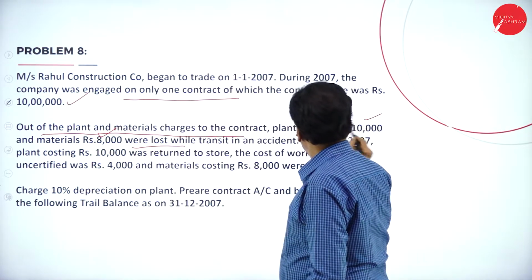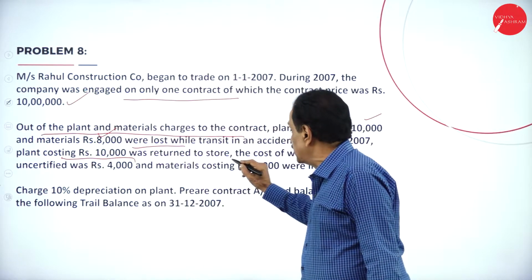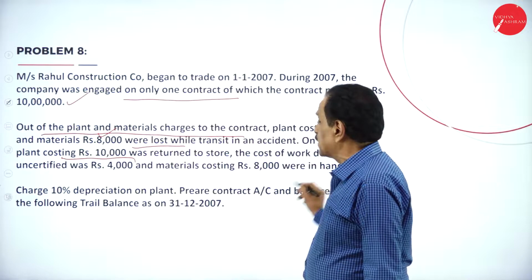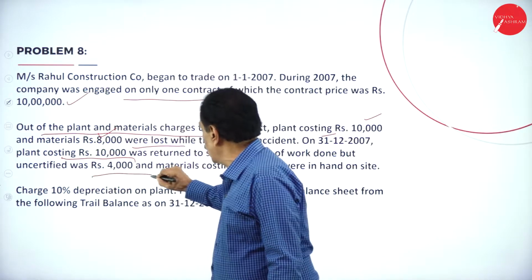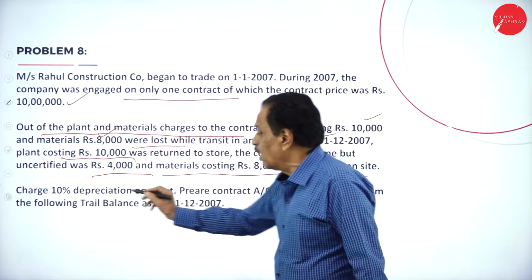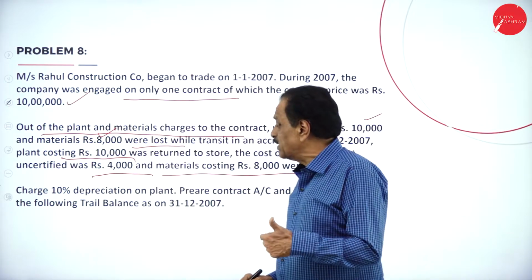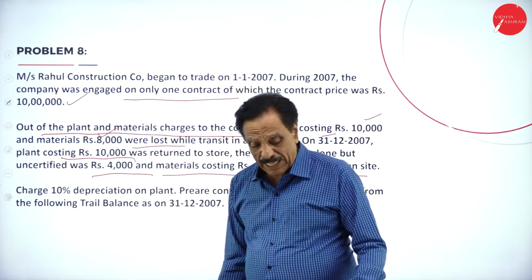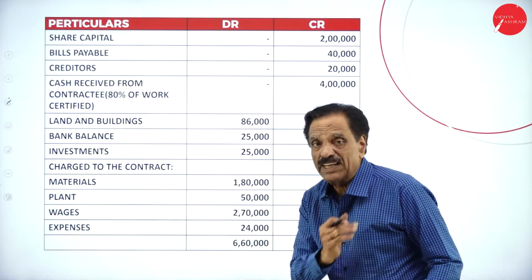On 31st December 2007, plant costing rupees 10,000 was returned to store. The cost of work done but uncertified was 4,000 and materials costing 8,000 were in hand at site. Charge 10% depreciation on plant, prepare contract account and balance sheet on the following trial balance, he says. You see the balance. This is the trial balance.